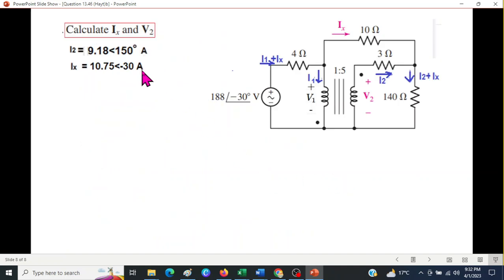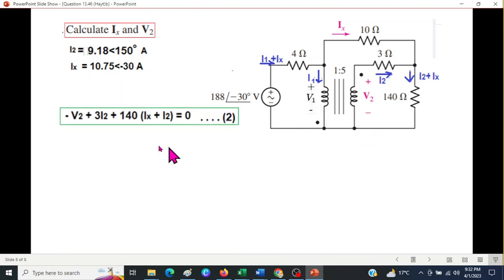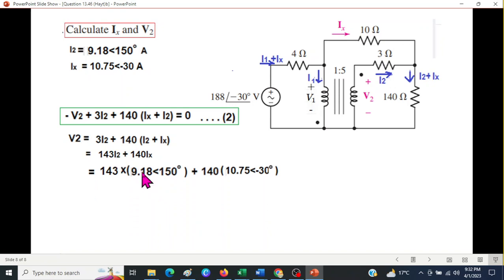So now we have these two currents. We need to calculate the voltage. We have already written the KVL equation, so we'll start with that. Simplifying and arranging, we get this term, and further arranging, we get this term. Now we put in the values of I2 and Ix, and solving, the value is 192.26 angle minus 30 volts. I hope you have been able to follow this. Please let me know if there is any mistake, it can be corrected, but this is the procedure that you have to follow. Thank you.